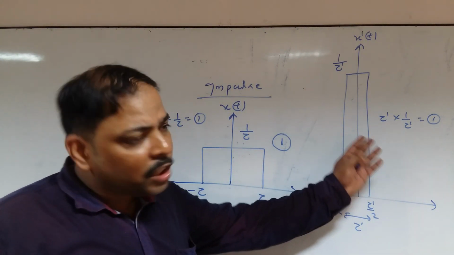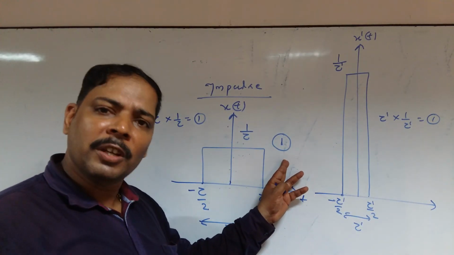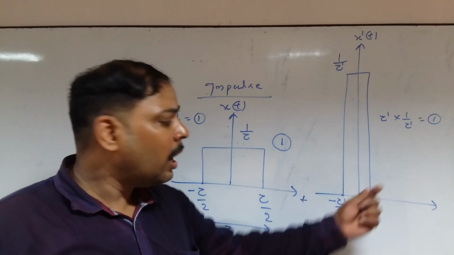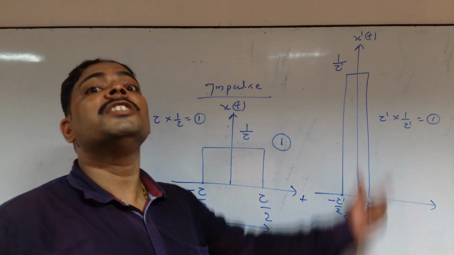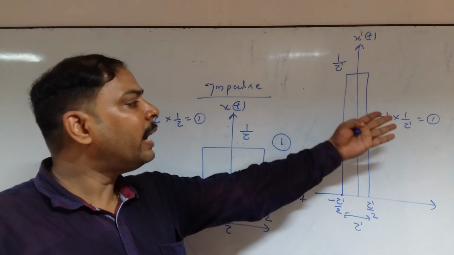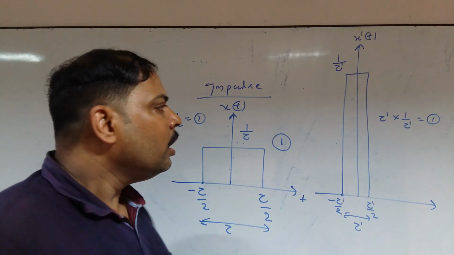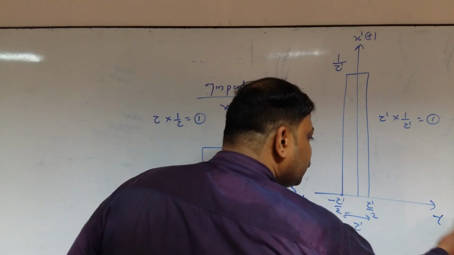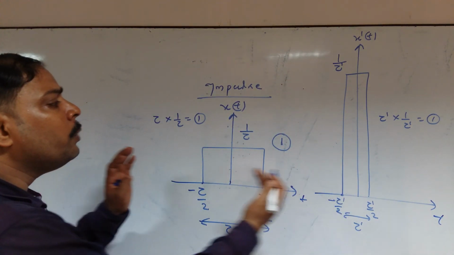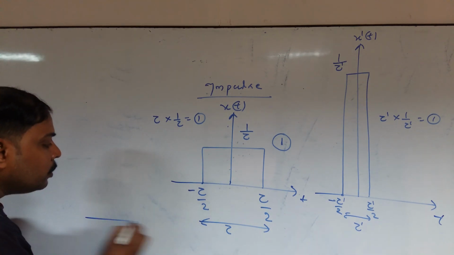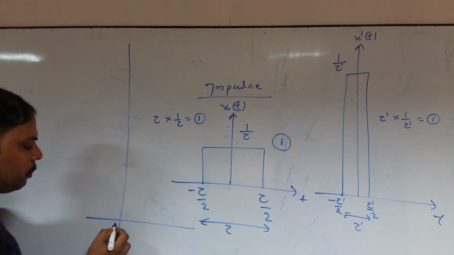That means you have preserved the area. Whatever area you had previously, the same area you have got in this case, but you have reduced the width and increased the height. The height automatically increases to give the same area. So now see, again what will we do? This is your time axis. Again you just reduce the width. Here I am drawing the plot.